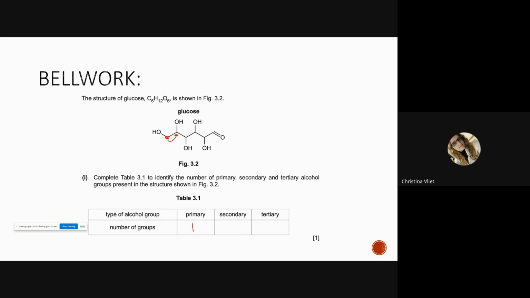A secondary alcohol is when you've got a carbon with the OH that's connected directly to two other carbons. And so this is 1, this is 2, this is 3, and this is 4. You've got 4 of them that have a carbon directly connected to 2 other carbons. If I put this line here, what would that have become? A tertiary. Tertiary instead, but that's not there.